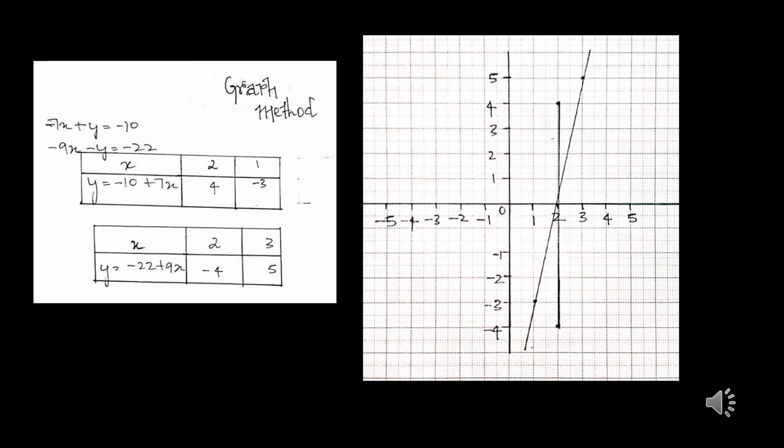Then plot values of x and y of both equations on a graph paper like mine. In the graph, the intersecting point is the solution as shown in the sheet.